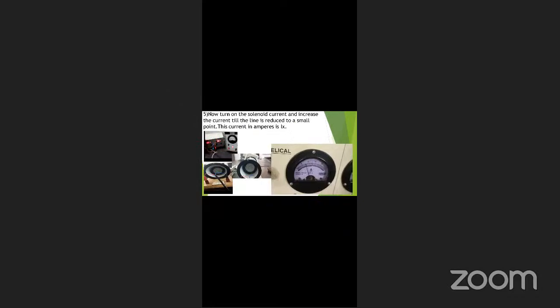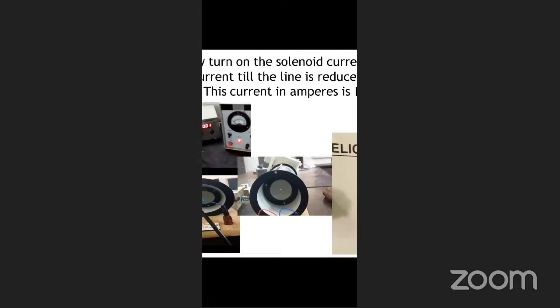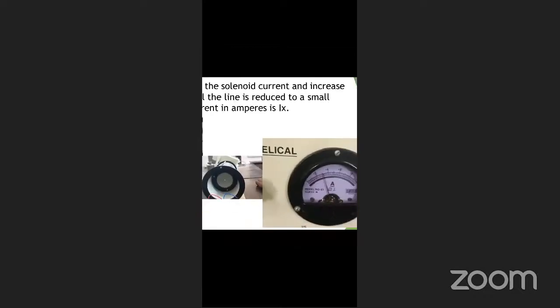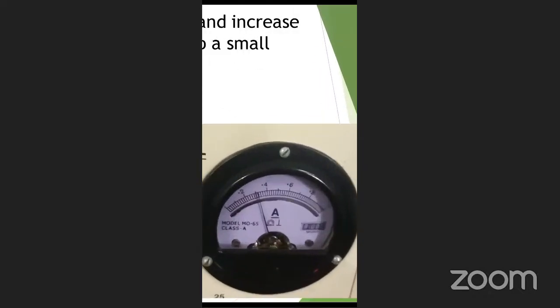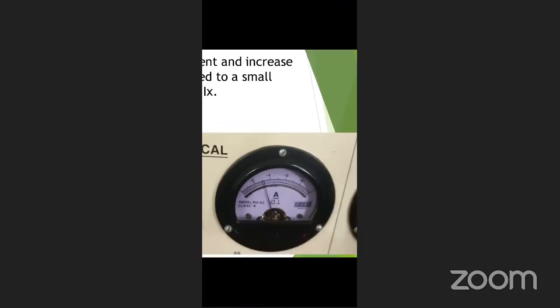Ix. The value of Ix we will find from this step: firstly we have to set the knob to the X plate, and then we will increase the value of the current till the line is reduced to a small point. When the line is reduced to a small point, that gives the value of current. Then it is the Ix value, because we set the knob to the X plate. Now similarly we find the value for Iy, and this is the observation table.